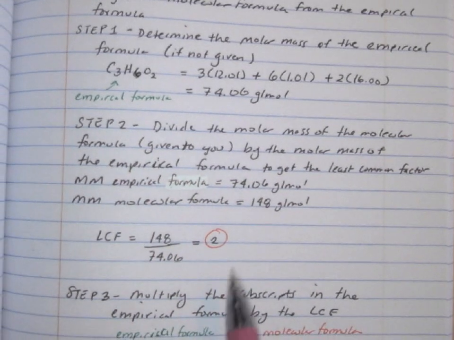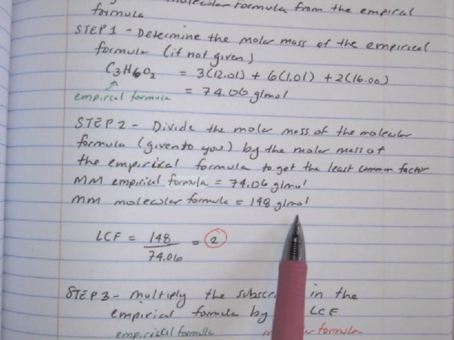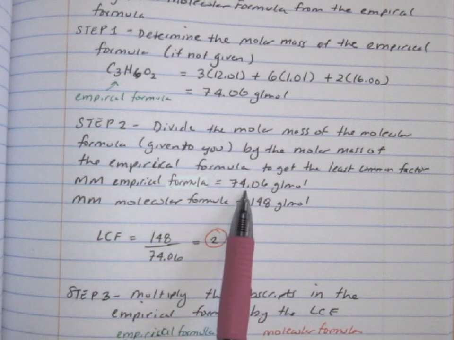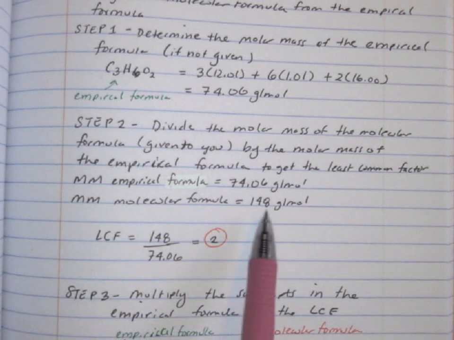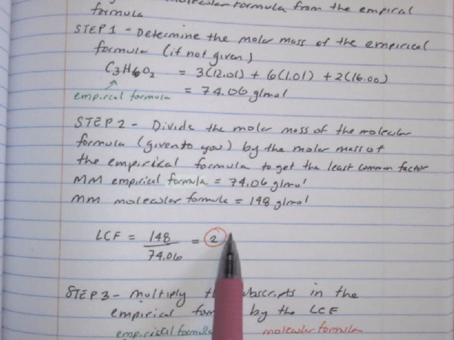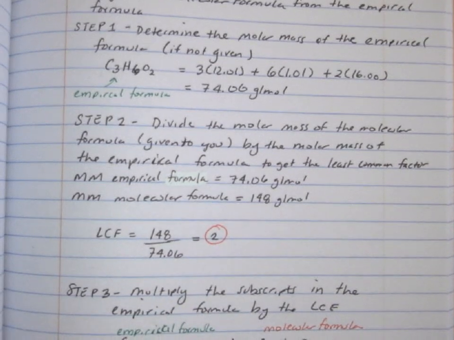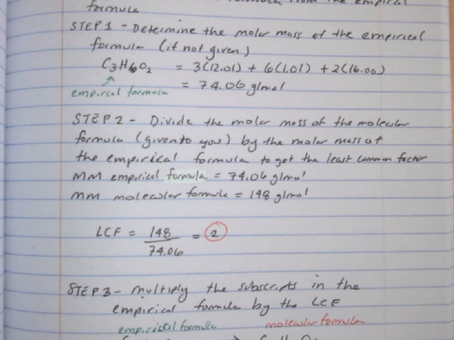So let's say they tell you the molar mass of the molecular formula is 148 grams per mole, and you found the molar mass of the empirical formula to be 74.06 grams per mole. So you're going to take the 148 grams per mole divided by the 74.06, and that's going to give you a number of about 2. You're going to round it. If it's completely off, then you might want to check your math, but usually the numbers are going to be close to some whole number.